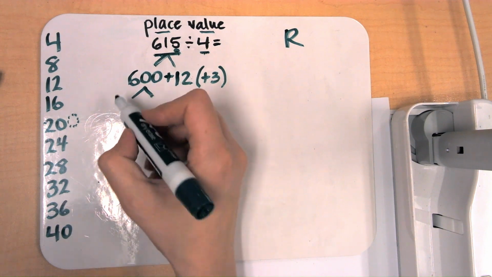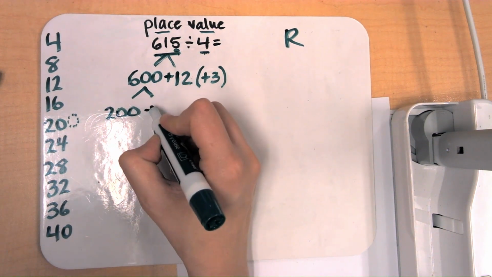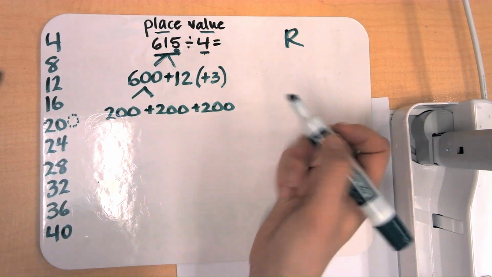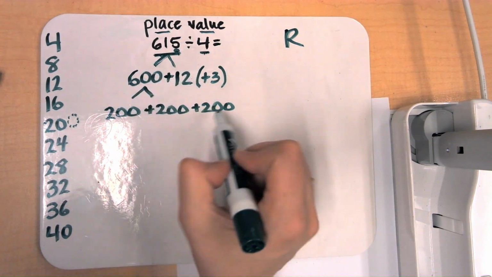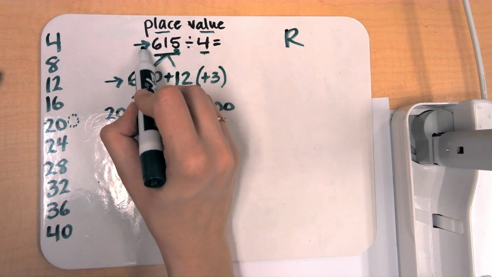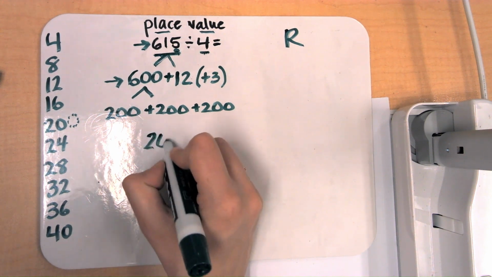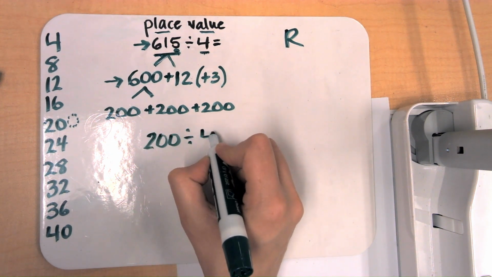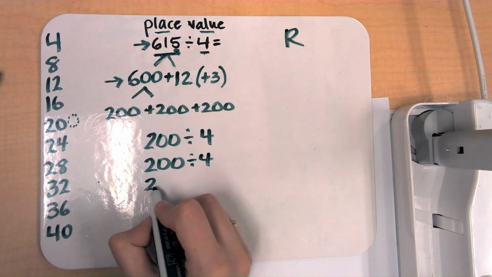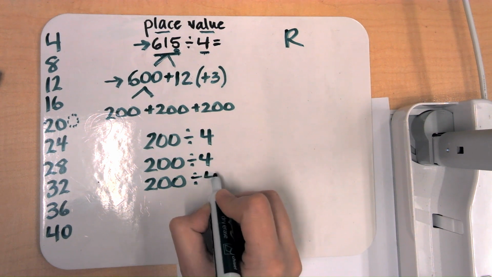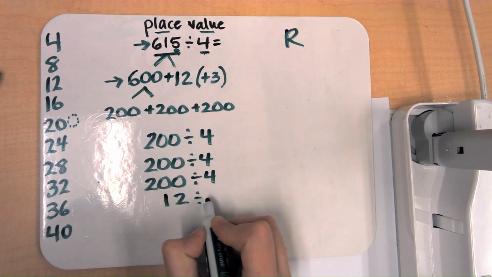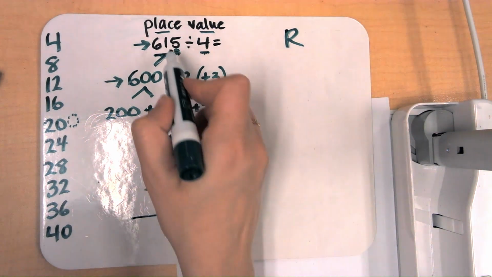I'm allowed to put a 0 on the end of there, so if I take 200 plus 200 plus 200, that would work. Because as you are decomposing, this here has to be the same value as this here. You cannot change that. So we're going to have, now we're just going to take these numbers and we're going to divide them by 4. 200 divided by 4, we have to do this 3 times. Because these here are our partial dividends, and they have to have the same value as our original dividend.